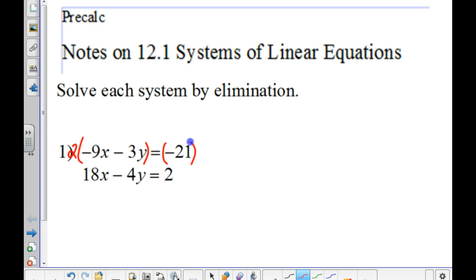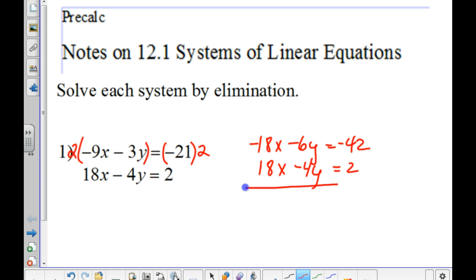Remember, what you do to one side, you have to do to the other. So we get negative 18x minus 6y equals negative 42. 18x minus 4y equals 2. I'm getting negative 10y equals negative 40, so y equals 4. Does that seem right to everybody? Someone else get that?